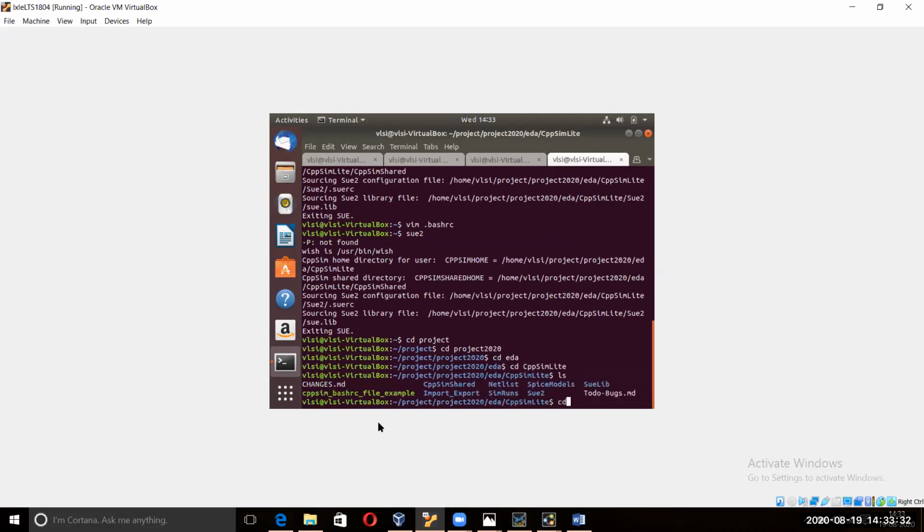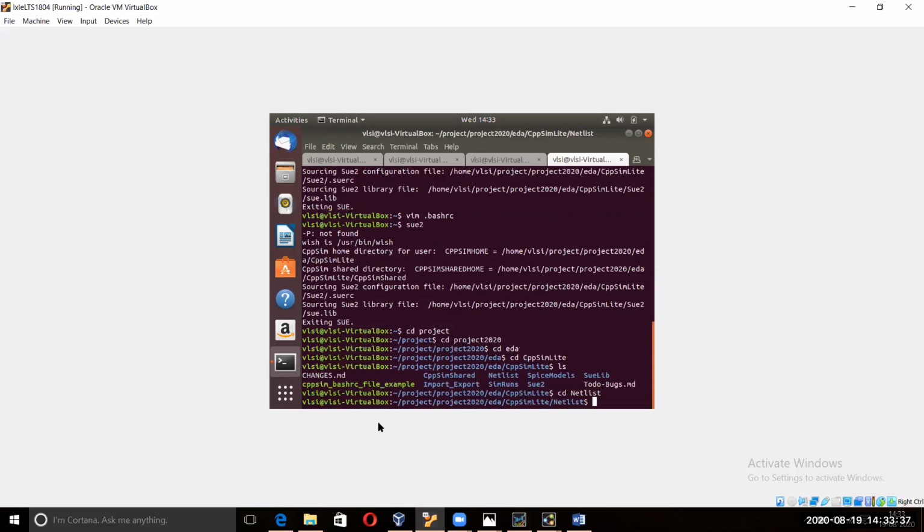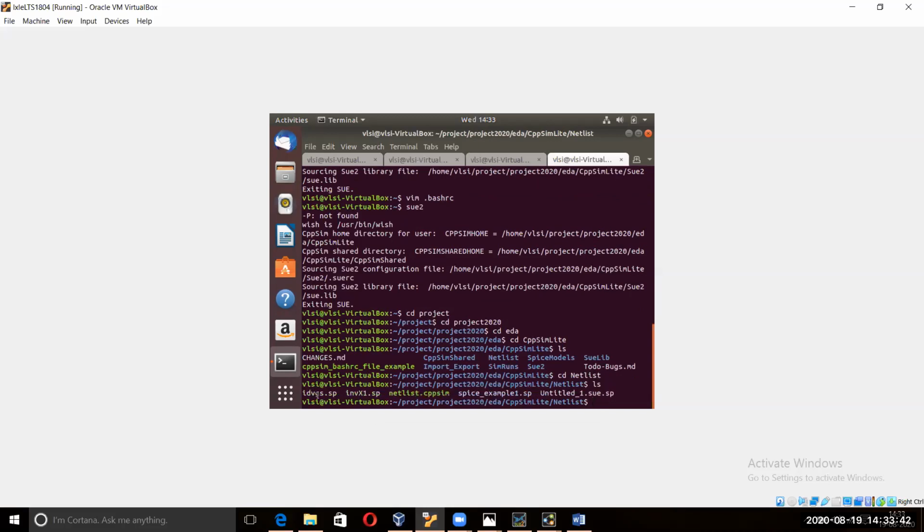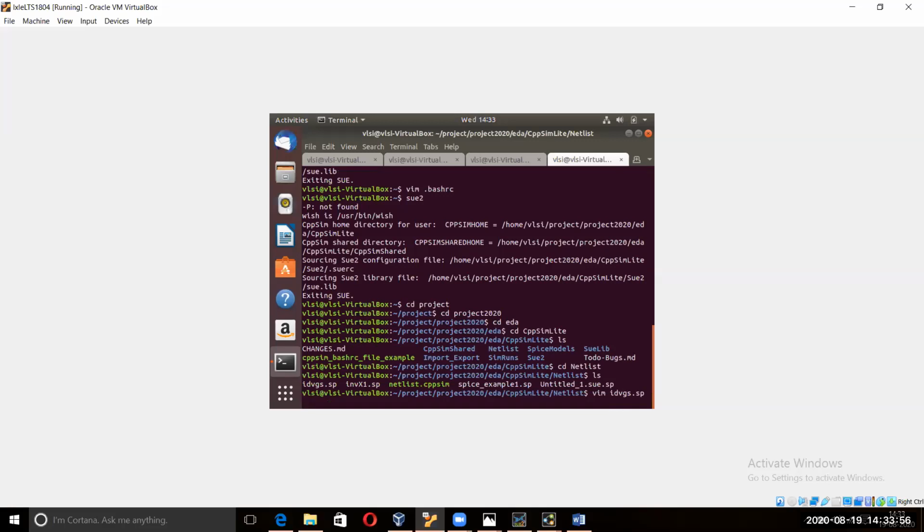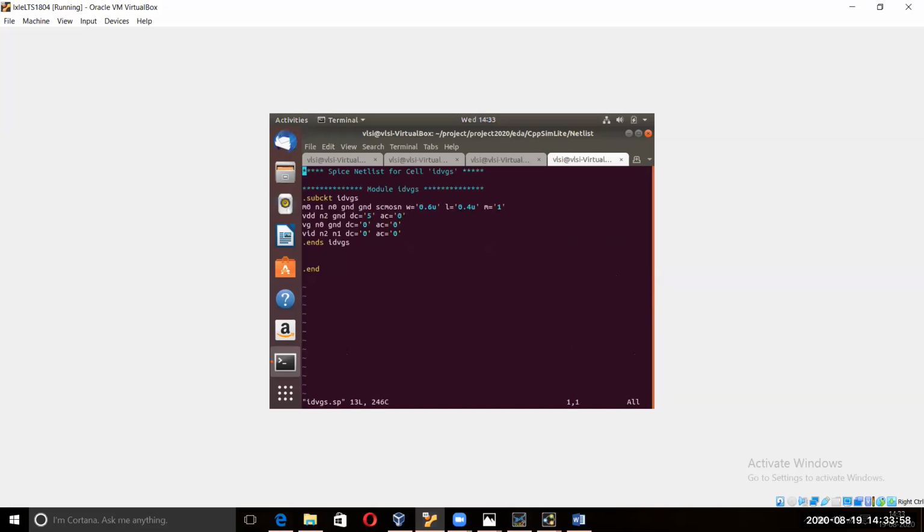Then change to netlist, then do ls and see. My schematic was idvjs.st, so it appears here, the netlist is there. If you do a vim on idvjs.st, you're going to find the netlist over here, which we created on the schematic.